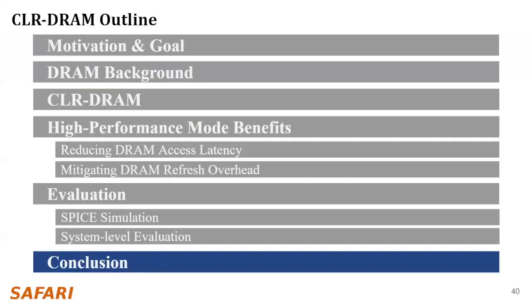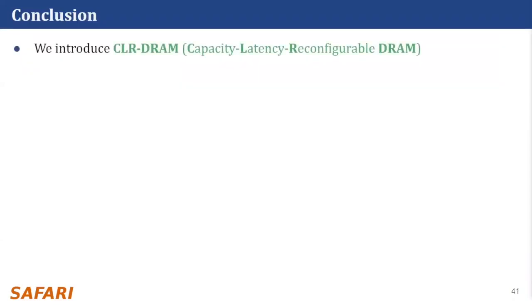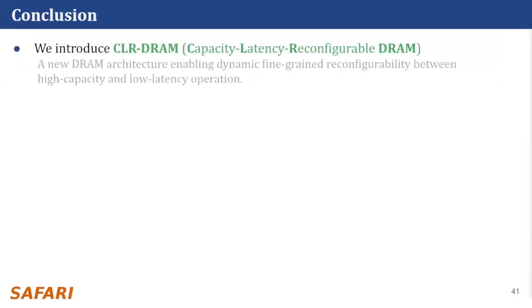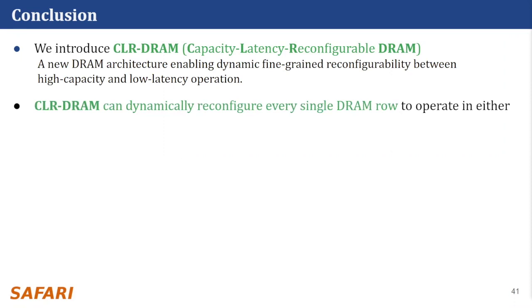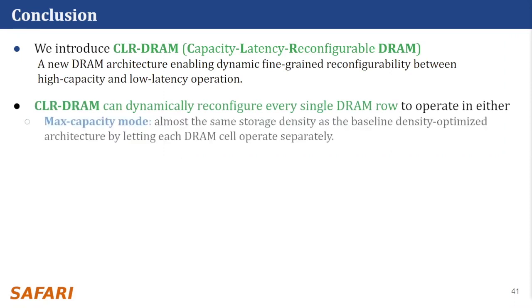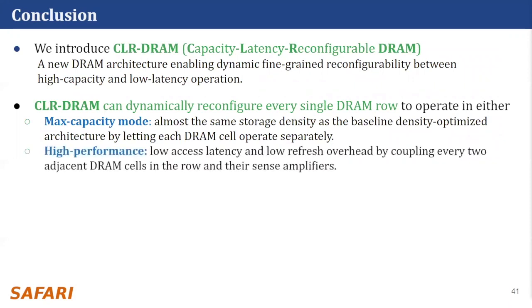Now, let me conclude my talk. We propose CLR-DRAM, capacity-latency-reconfigurable DRAM. CLR-DRAM is a new DRAM architecture that enables dynamic fine-grained reconfigurability between high capacity and low latency operation. CLR-DRAM can dynamically reconfigure every single DRAM row to operate in either a max capacity mode that maintains almost the same storage density as the baseline density-optimized open bitline architecture by letting each DRAM cell operate separately, or a high performance mode that provides low access latency and low DRAM refresh overhead by coupling every two adjacent DRAM cells in a row and their sense amplifiers.